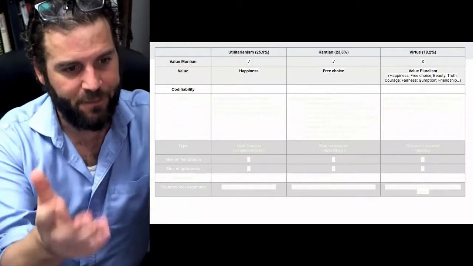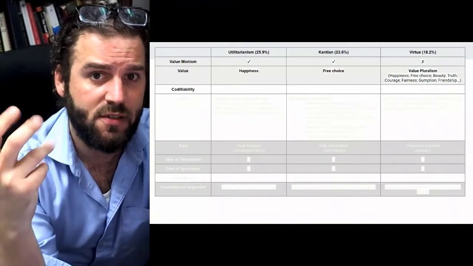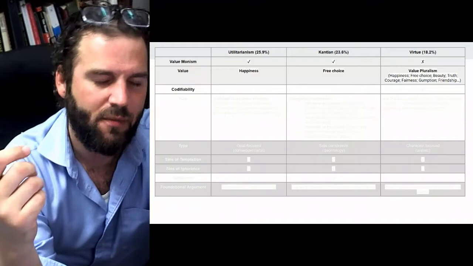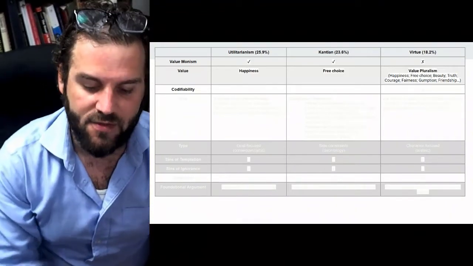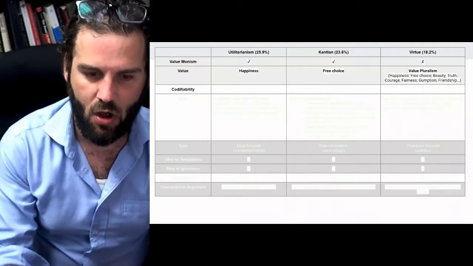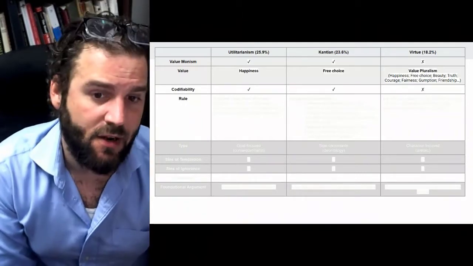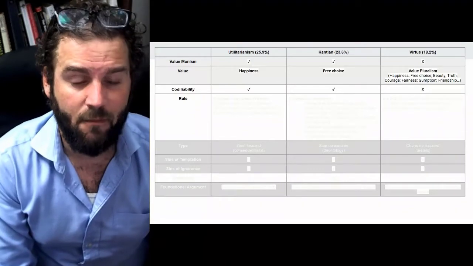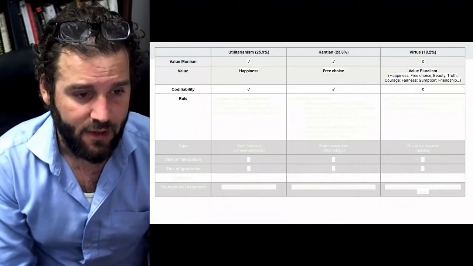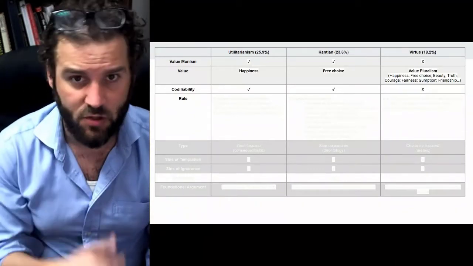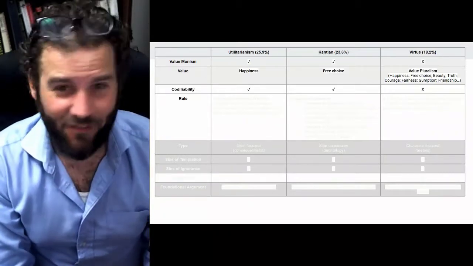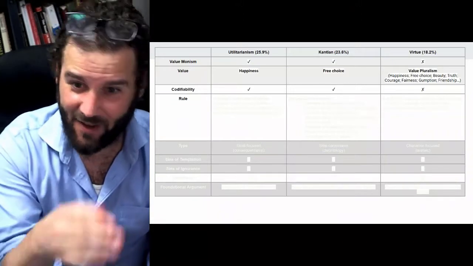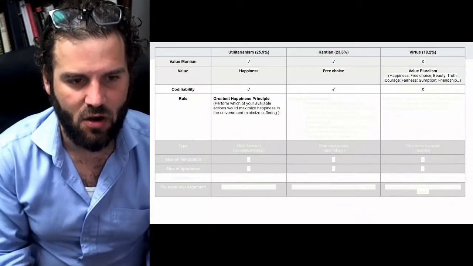But moving on, codifiability. Codifiability means that you can produce a sort of algorithmic rule, maybe not algorithmic, but a rule which the ethical theory gives to designate actions as right or wrong. Because utilitarianism and Kantian ethics are value monists, they're able to do that, whereas the virtue ethicist is not going to be able to give a rule. How do you provide an ethical theory if you don't have a rule? We'll get into that as we move on, but let's start with what the rules are.